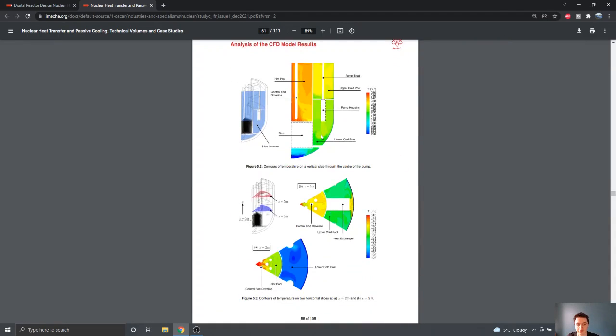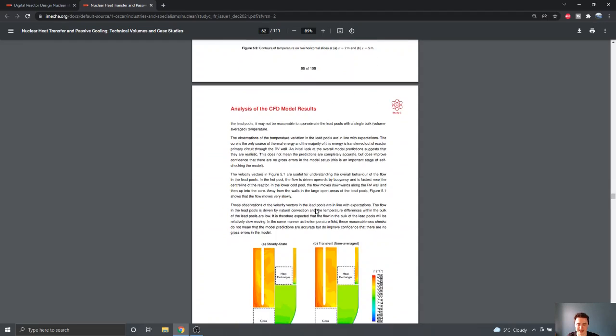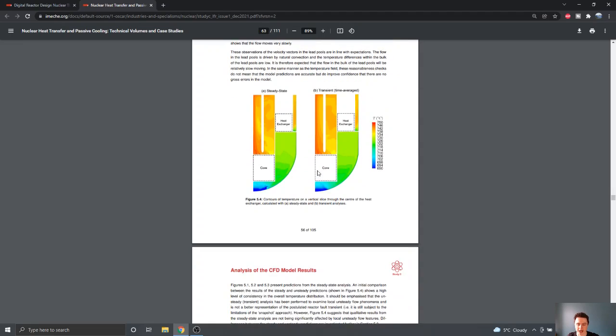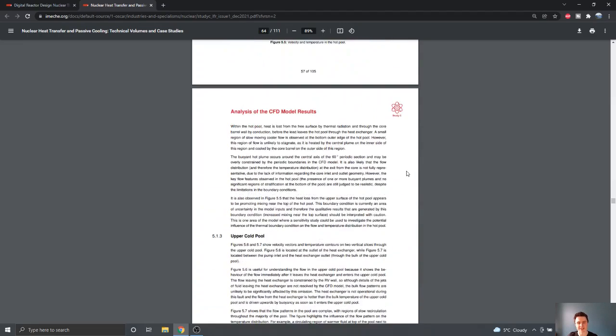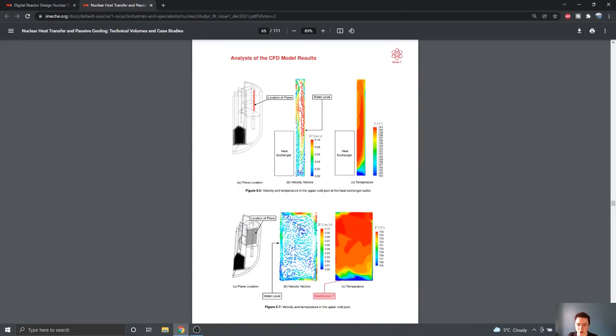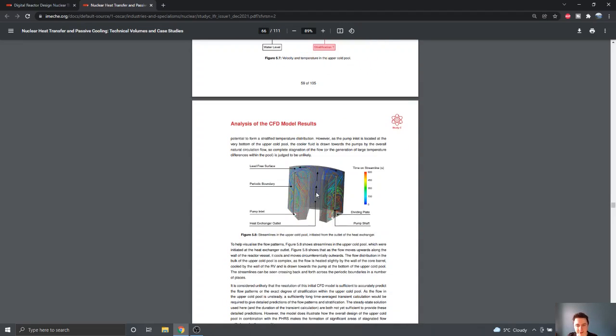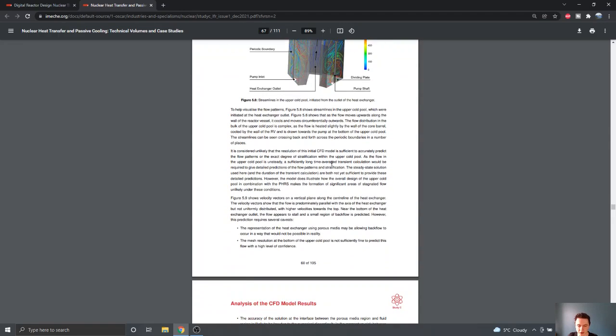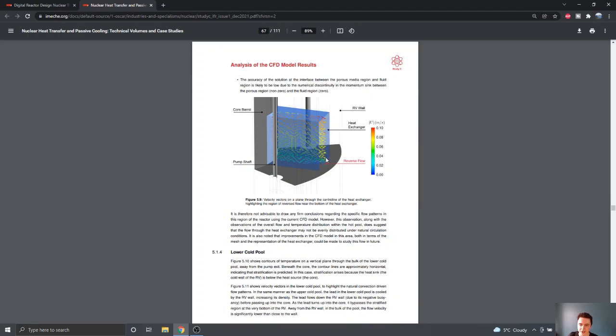And if you flick through the report, you can see a lot more results. There's a load of analysis in here which is really interesting to look at. Got a comparison of steady state and transient analyses, also looking at what happens in the other pools in the reactors, what happens as the flow comes out of the heat exchanger into the mixing pool, where does it go and what does it do. You can see that there on slide 6 on page 67.